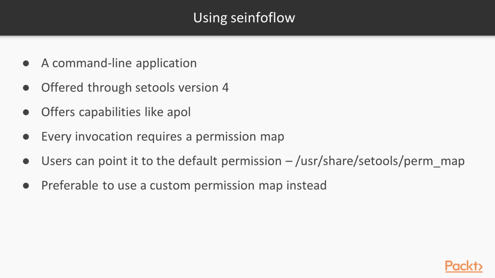Finally, let's use seinfoflow for information flow analysis. The seinfoflow application is a command-line application offered through SETools version 4, which offers information flow analysis capabilities like APOL. Every invocation of seinfoflow requires a permission map to be passed on for its analysis. Although users can point it to the default permission map at perm_map within the SETools directory, it's advised to use a custom permission map instead.